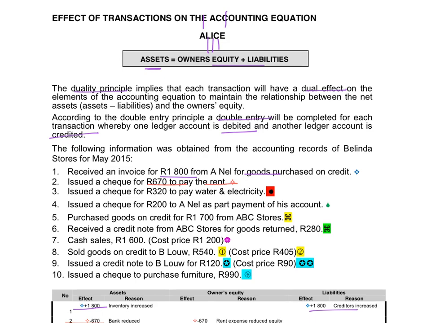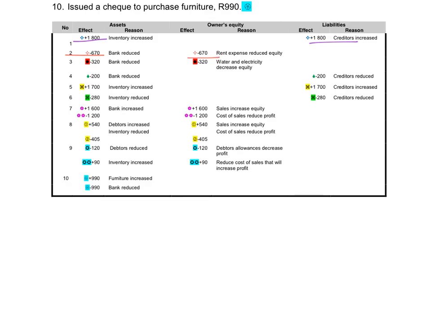Issued a check for 320 to pay the water and electricity. So we take money out of the bank again to pay an expense. The money in the bank is decreased, so assets will decrease. Expenses reduce profits, so owner's equity will decrease.